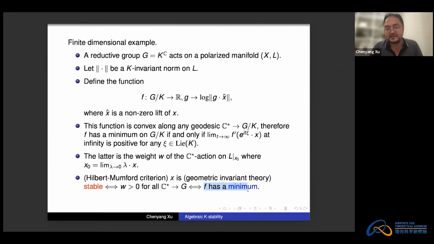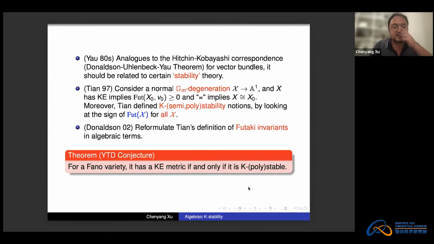Now, of course, since everything is infinite dimensional, this picture becomes much more involved to define. So historically, I think Yau first had this insight that this existence of a Kähler-Einstein metric should be related to some stability theory. But I think he never really spelled out what precisely the stability theory means for Fano varieties.